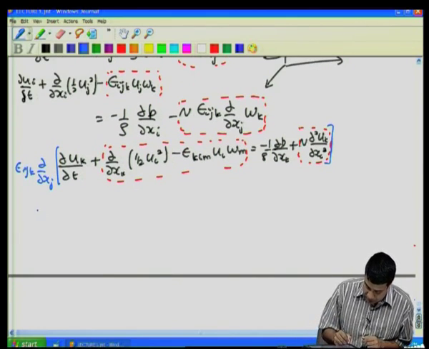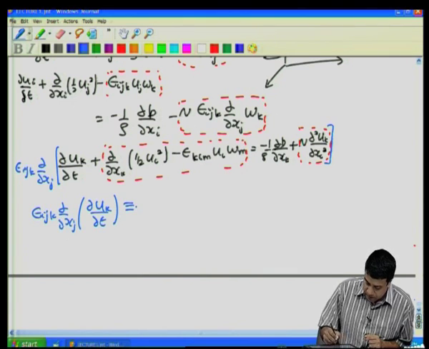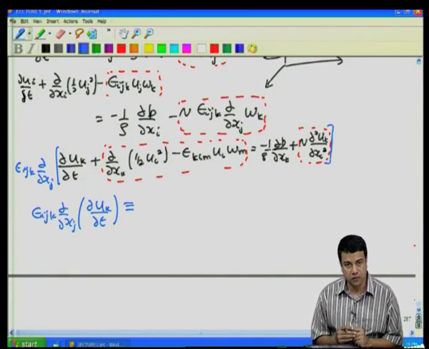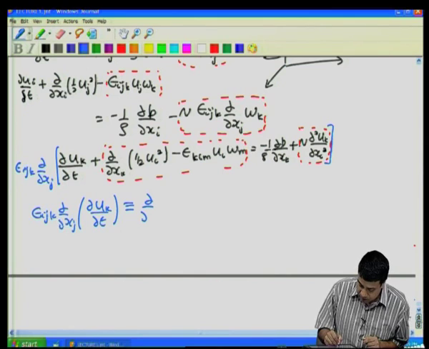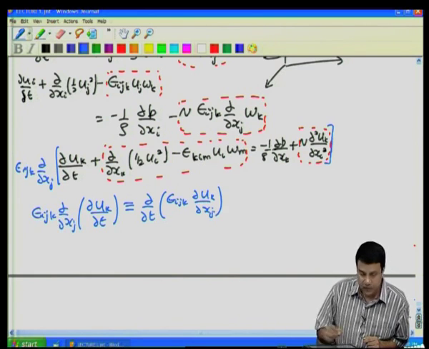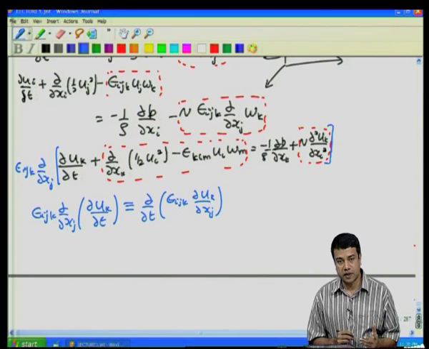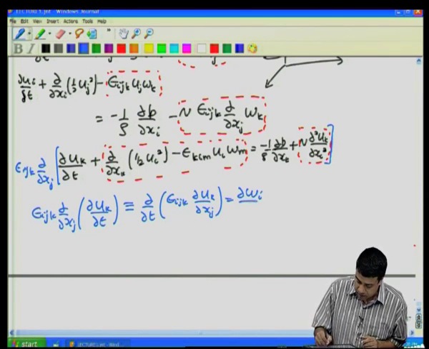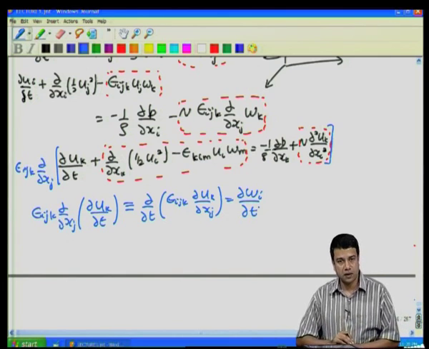Epsilon ijk partial by partial xj of partial uk by partial t can equivalently be written, you can now interchange the order of differentiation because time and position are independent coordinates. This is also equal to partial by partial t of epsilon ijk partial uk by partial xj. And what is within the brackets is only the vorticity. So, this is equal to partial omega i by partial t. Okay. So, that is the first term.